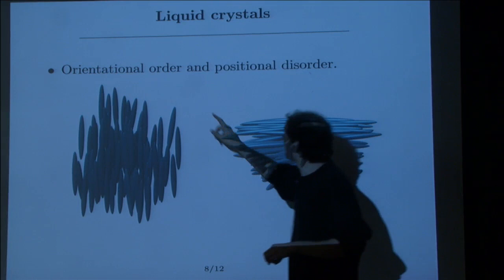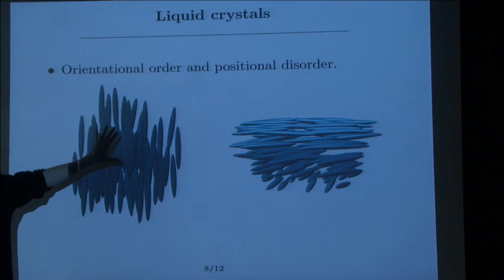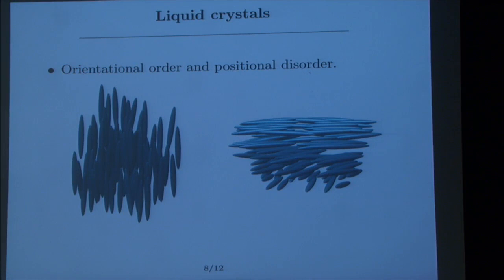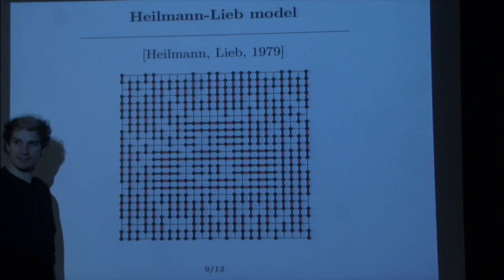Now, there's order in the orientation, but there's disorder in the position. The locations of the centers of these are disordered, and in this case, within the plane, they're disordered. These two phases underlie the physics of LCD screens that most of us have probably experienced in our lives.